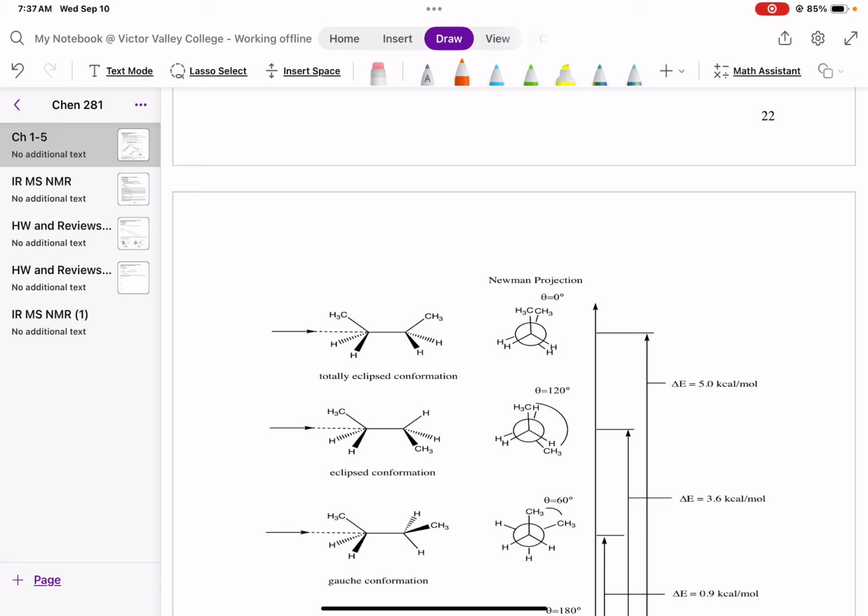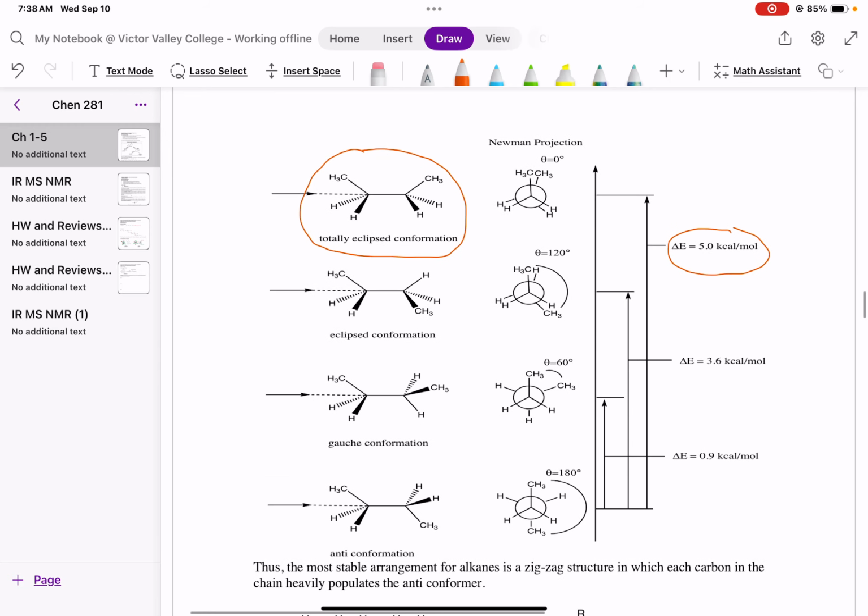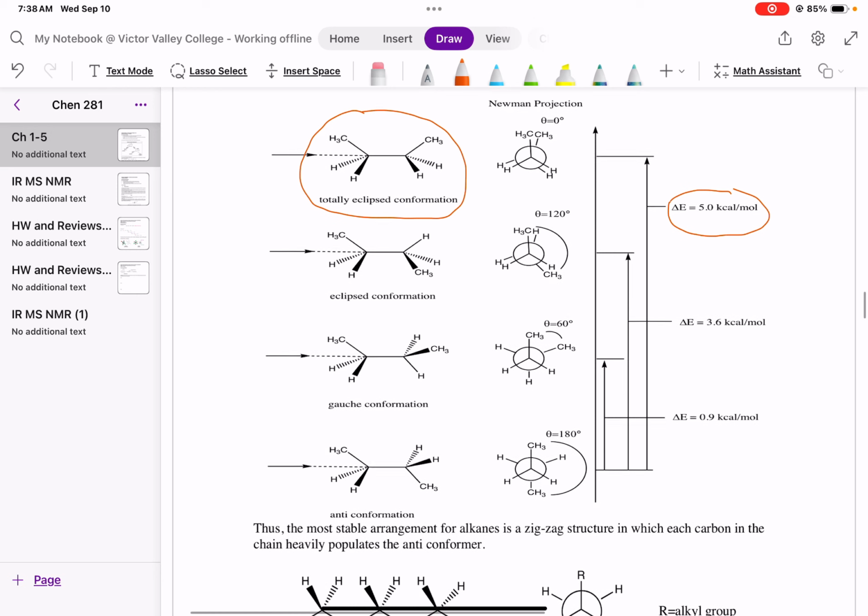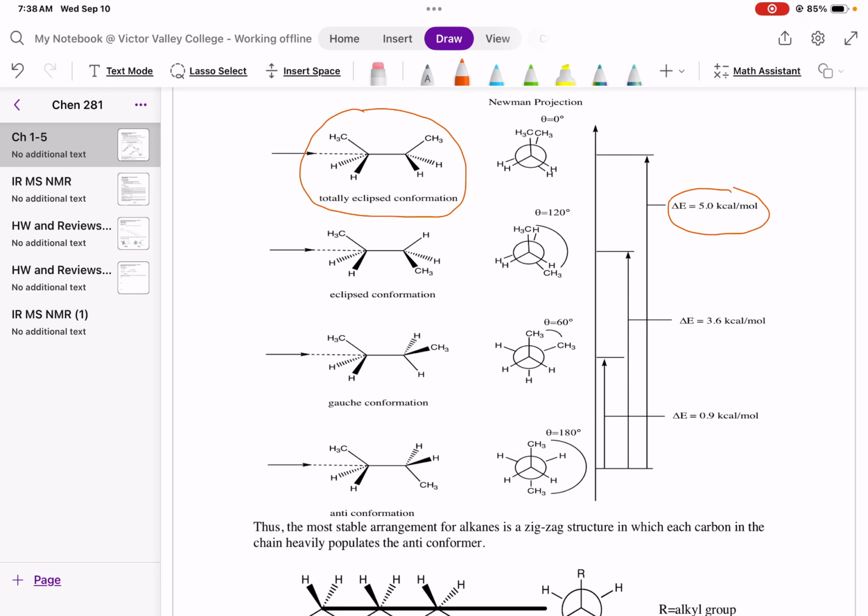However, if we go up and put another methyl on the front, we got a totally eclipsed conformation. Okay, that's 5 kilocal per mole, and then it goes from there. And you go eclipsed conformations, and then gauche, which is basically staggered. Okay, the gauche is 0.9, and then the lowest energy one is the anti conformation.